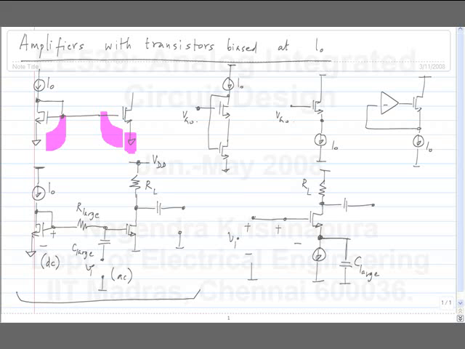Then this is probably the most common way of biasing the circuit, biasing the transistor at a constant current and making a common source amplifier out of it. How large should the capacitor be? If the lowest frequency is, let's say, F low, how will I decide on the size of the capacitor?